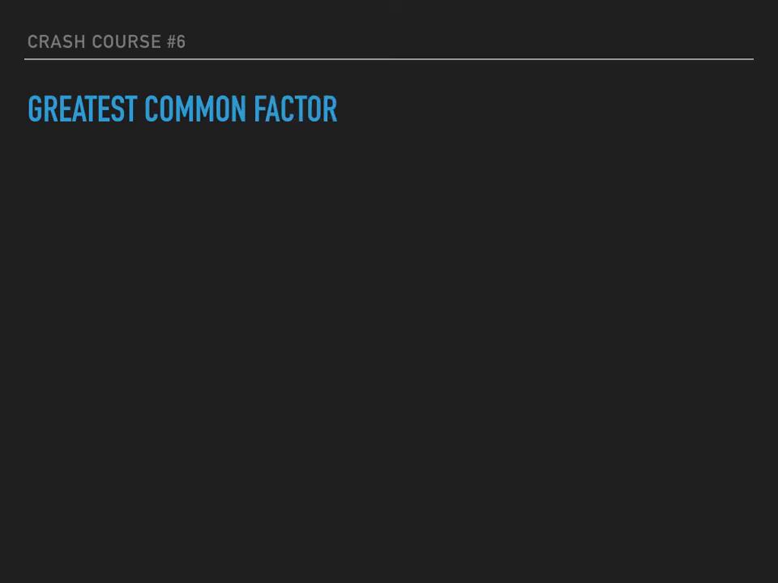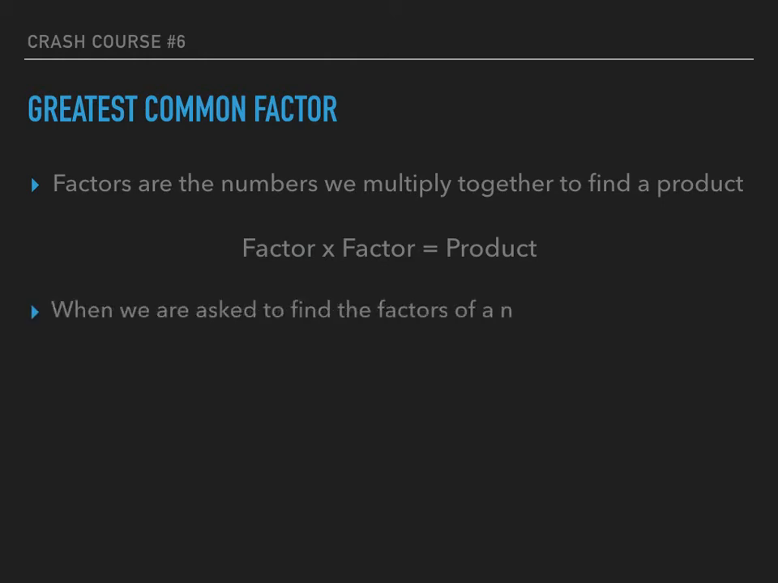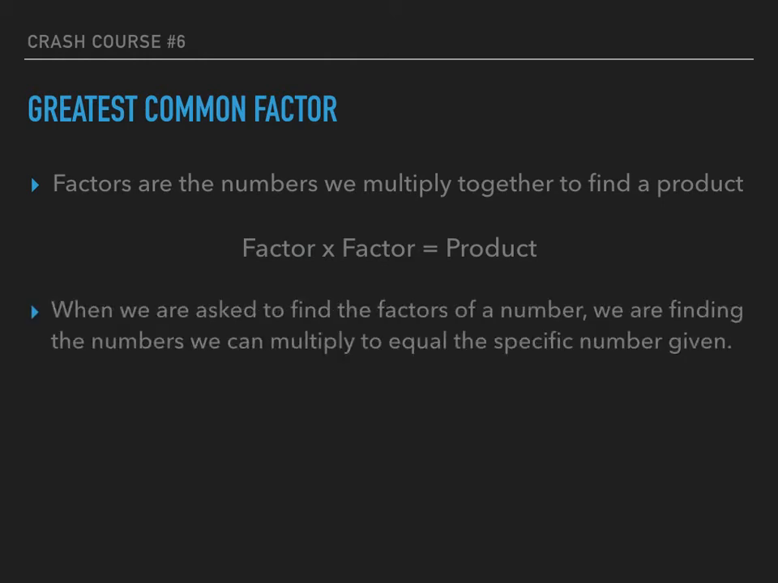First of all, we need to know what a factor is. A factor is a number that we multiply together with another to find a product. So another way to visualize that would be a factor multiplied by a factor is going to equal our product. When we're asked to find the factors of a number, we're finding the numbers we can multiply to equal the specific number given. So if I'm asked to find the factors of a certain number, I want to find all the different number combinations that are out there that I can multiply together to equal this specific number we're given.